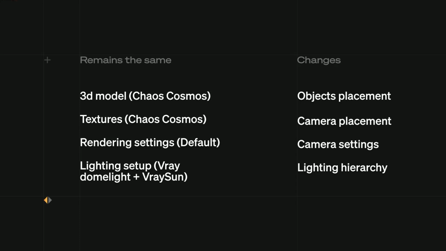So basically the scene will be the same for both images. All 3D models are from Chaos Cosmos, all textures are from the Chaos Cosmos Material Library. Both images are using default rendering settings. Both images are using a simple V-Ray dome light plus V-Ray sun setup. The only things that will change between the two images are object placement, camera settings, and lighting hierarchy, basically moving the sun, the settings of the sun, and potentially adding additional lights.